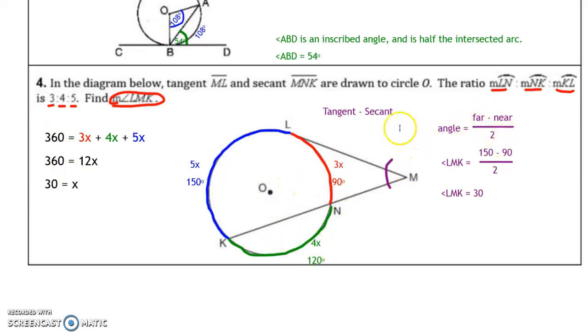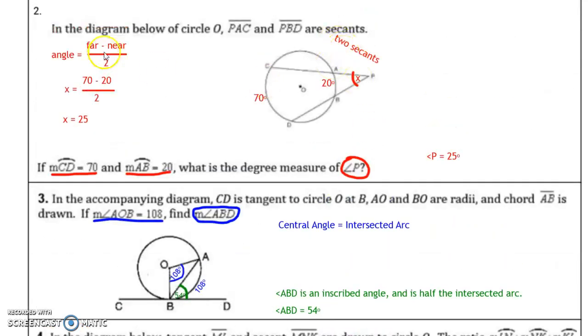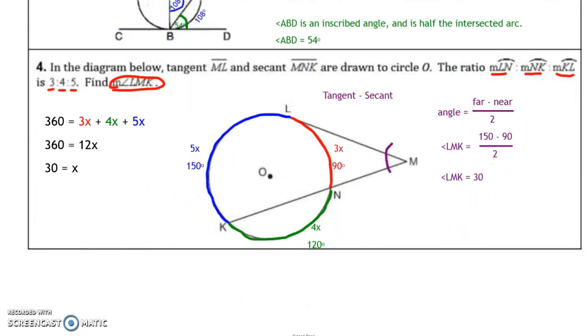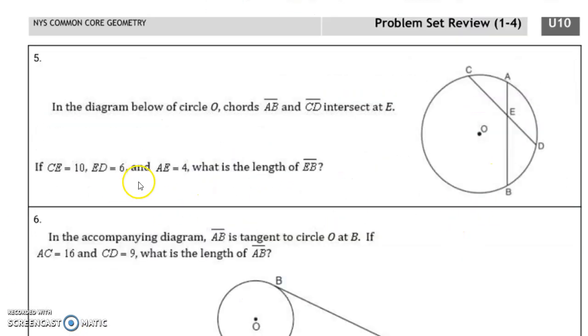minus near over 2. Now keep in mind the tangent secant rule is the same as the 2 secants rule. It's far minus near over 2, far minus near over 2. So no big deal on that. Next page is using more of those formulas from lesson 3. So pause the video, try them out, and see if you get them right.